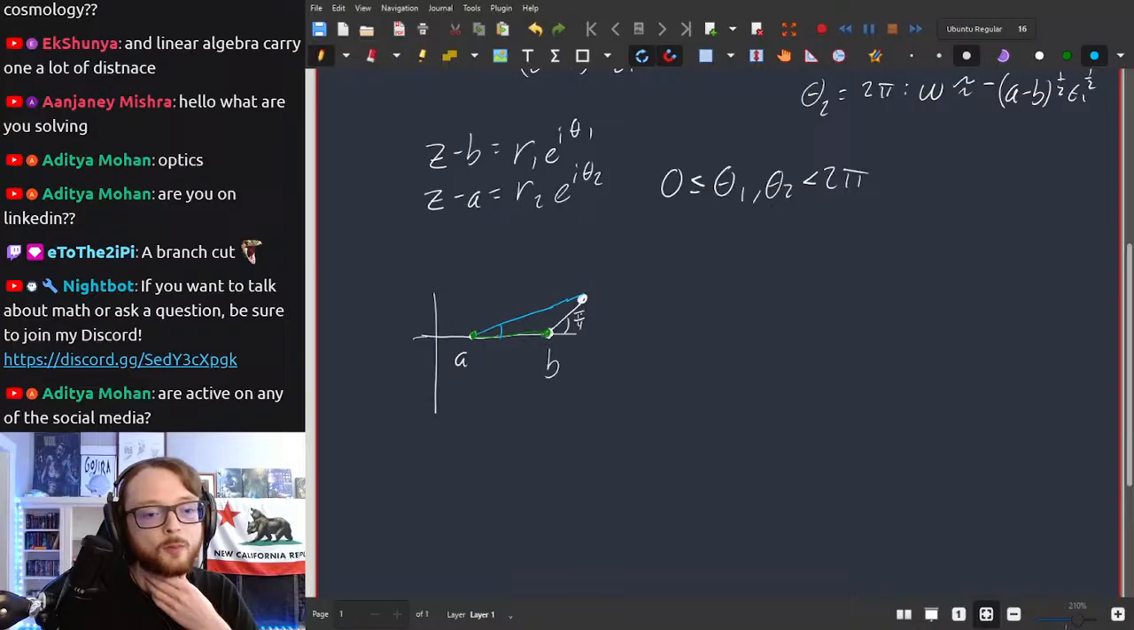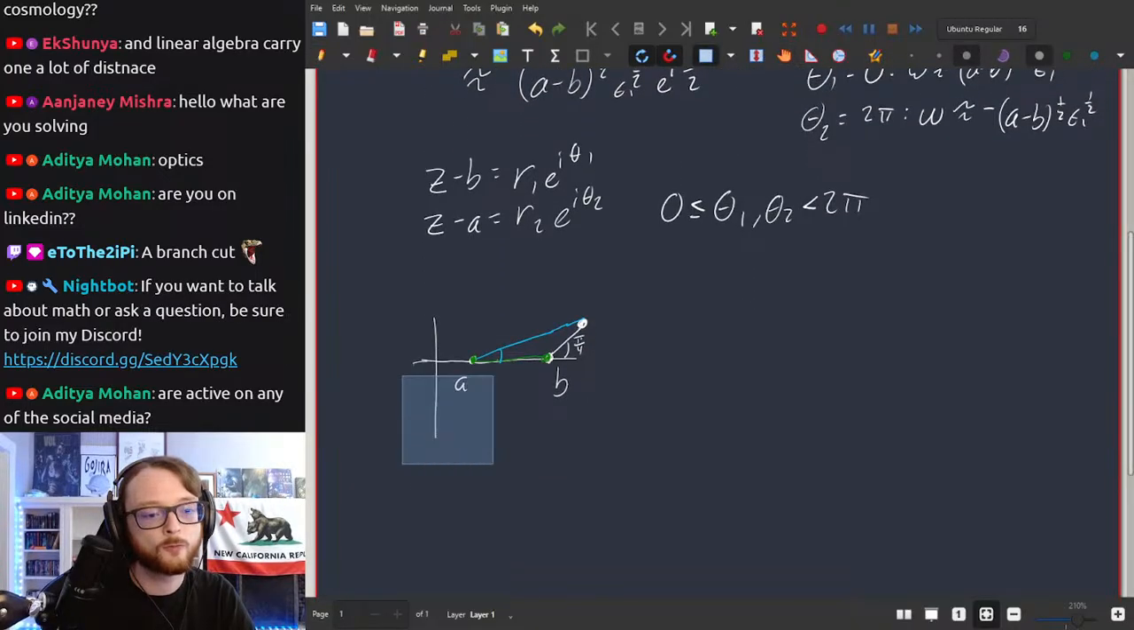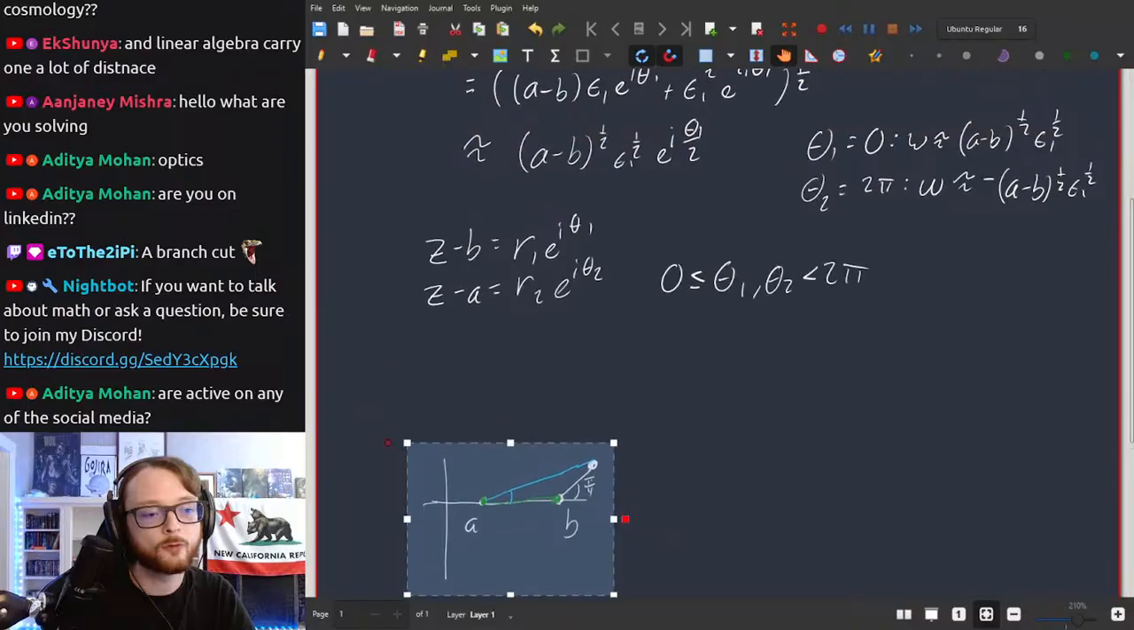So maybe the more important thing is that if this angle is pi over 4, this blue angle over here is definitely less than pi over 4. And so the book basically made these zones for, well, actually, I should have done this earlier.